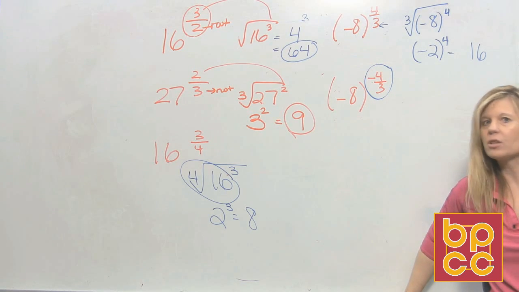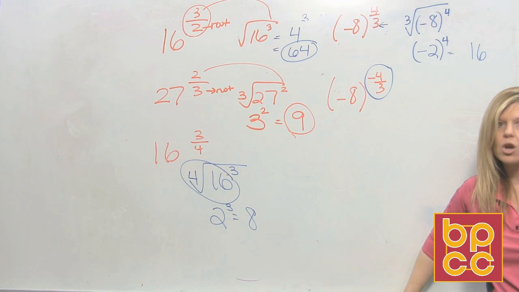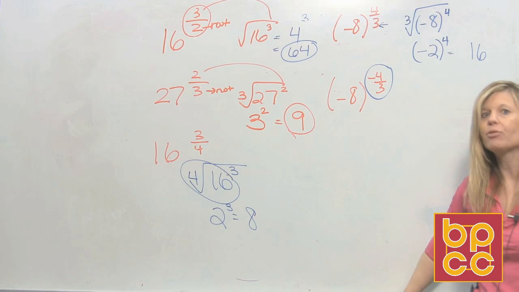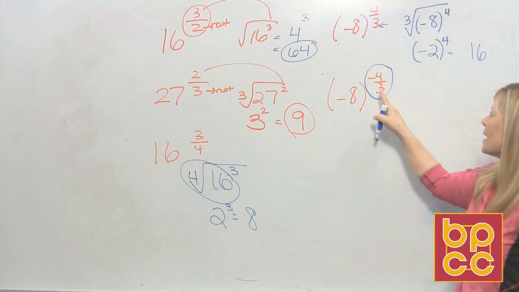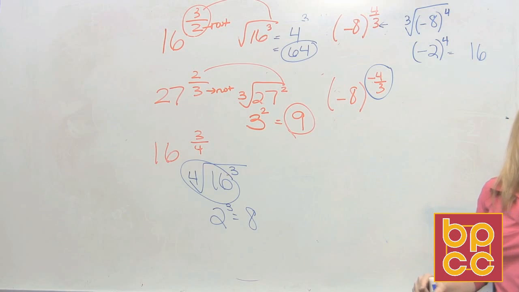Our last example is, what happens if the exponent's negative? It goes back to the beginning of the semester. We never work with negative exponents. You always make your exponent positive first. How do you do that? The rule we learned months ago. To make a negative exponent positive, you do the reciprocal of the base. What does reciprocal mean to do?